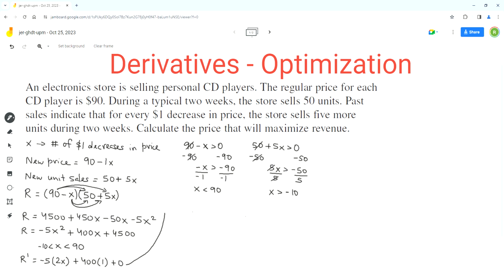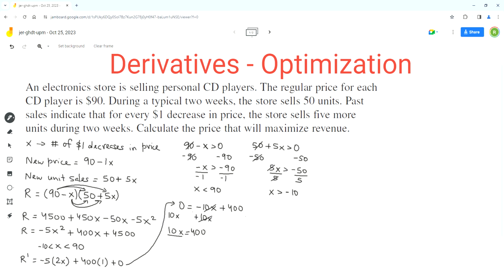So now we can simplify this expression and we can set r prime equal to 0 because we have to find the x values at which the tangent is horizontal. So 0 equals, negative 5 times 2 is negative 10, so negative 10x plus 400. Now we can solve for x, so we can add 10x to both sides to isolate x on the left side of the equation. The 10x on the right side cancel each other out. We get 10x equals 400.